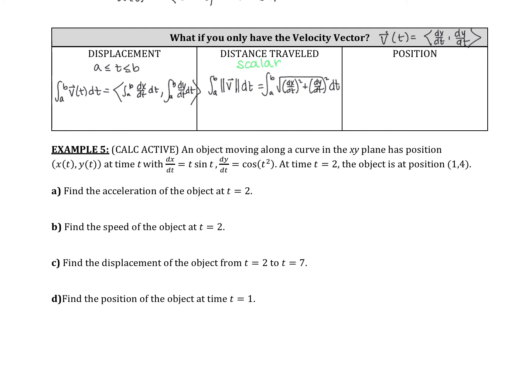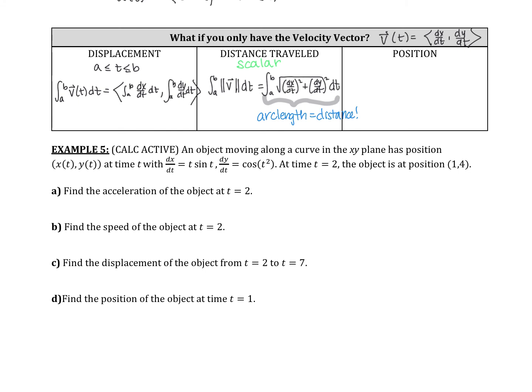Does that look familiar? It should. This right here, that is the arc length. We've already done that. Arc length equals the distance traveled. So we've done the distance traveled. Even with the velocity vector, it's the arc length.